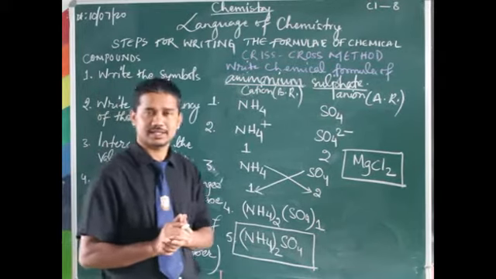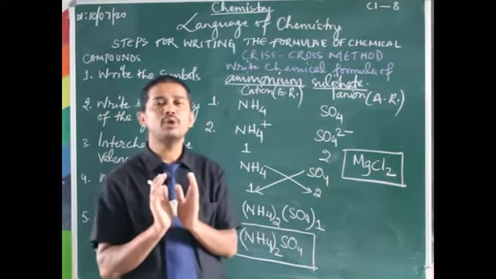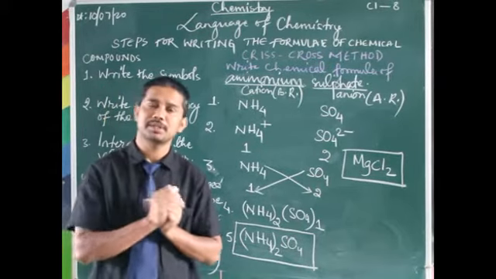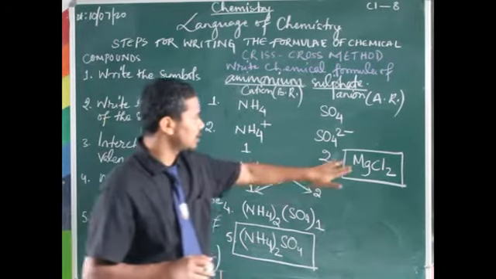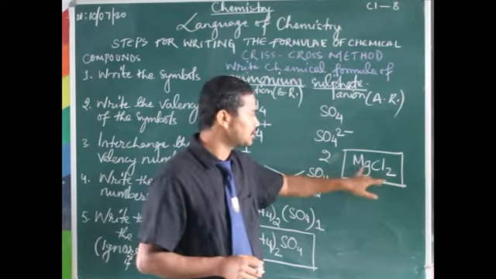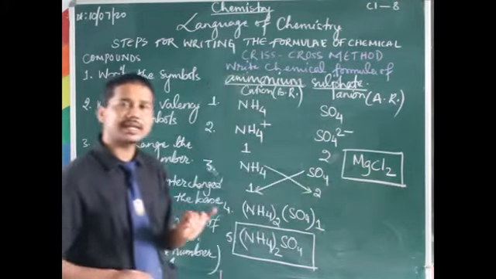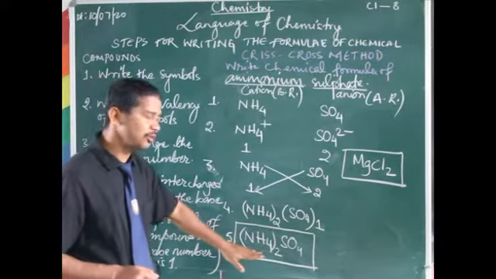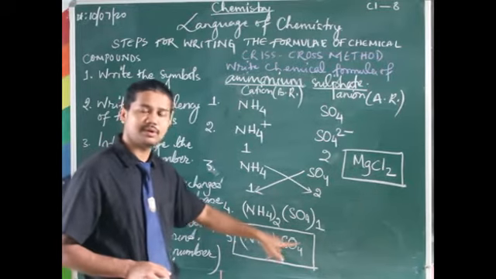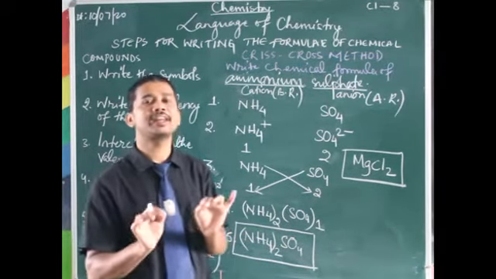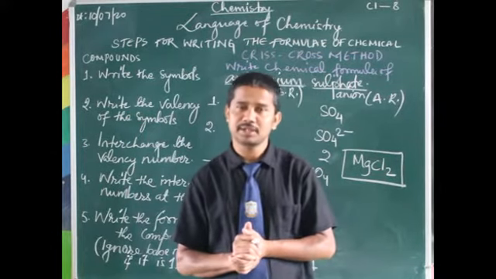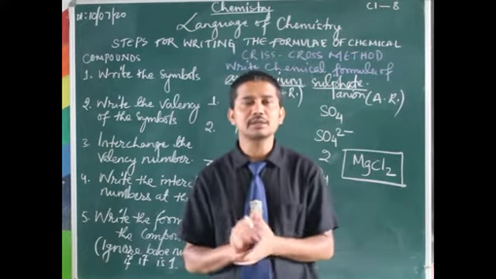Not only that, we will come to know how many elements, what are the types of elements present in a particular compound. So here, what are the elements present in magnesium chloride? Magnesium and chlorine. What are the elements present in ammonium sulphate? Nitrogen, hydrogen, sulfur, oxygen.